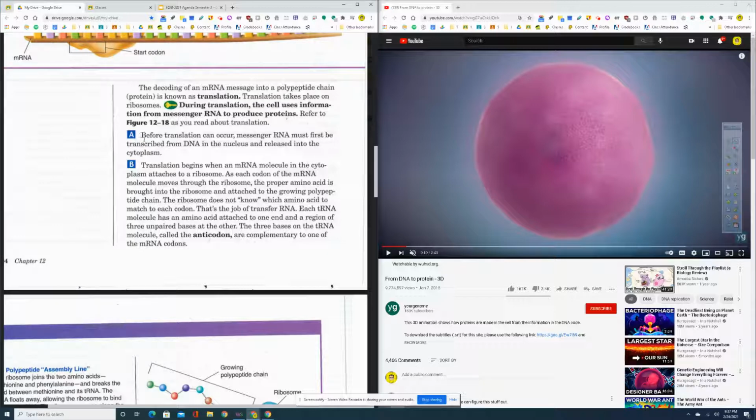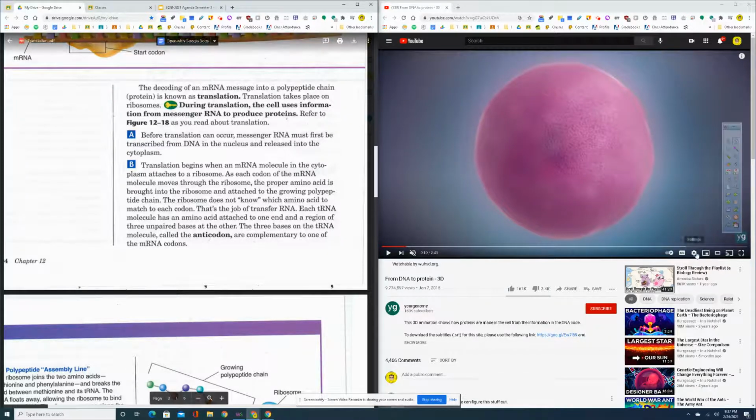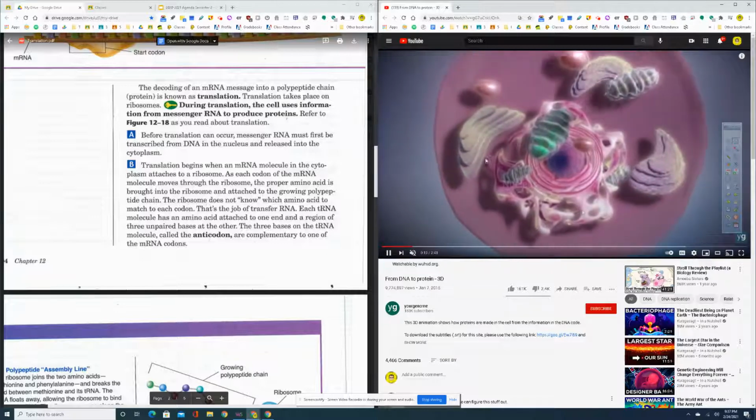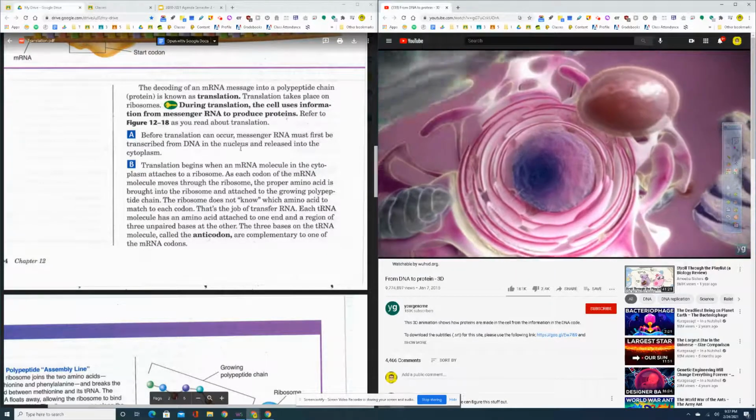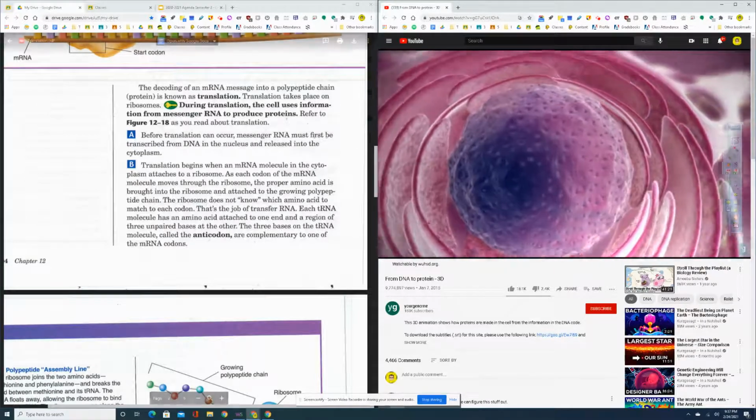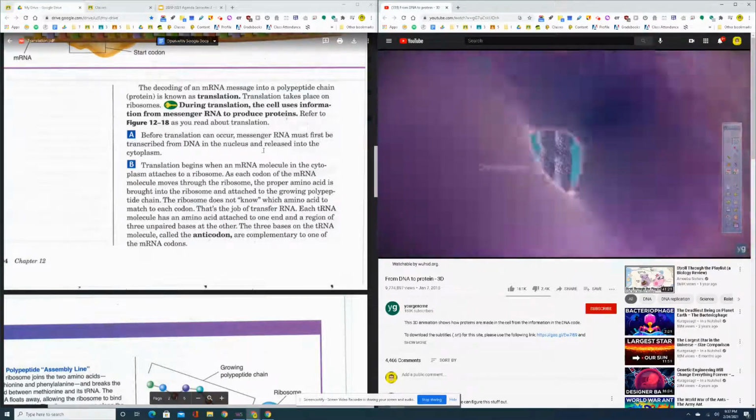Step A. Before translation can occur, messenger RNA must first be transcribed from DNA in the nucleus and released into the cytoplasm. So if you look at the video here, here's a cell, there's the nucleus, and just like it says here, the first step is that the RNA must first be transcribed.